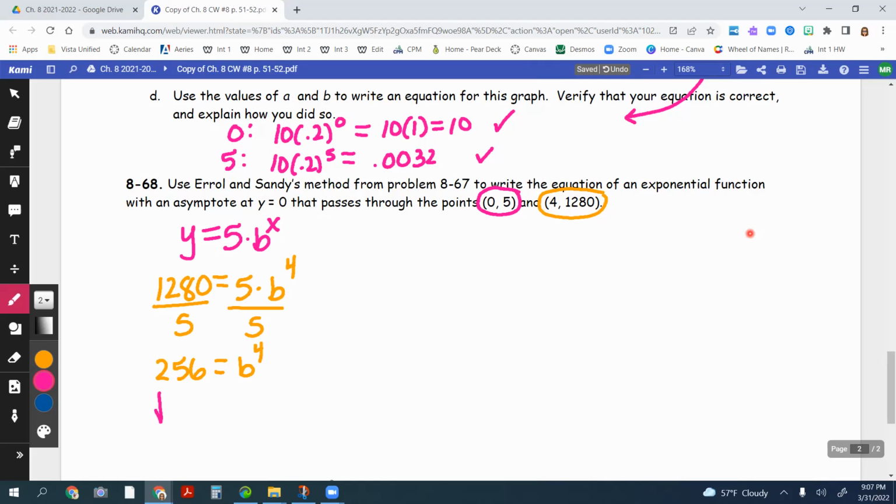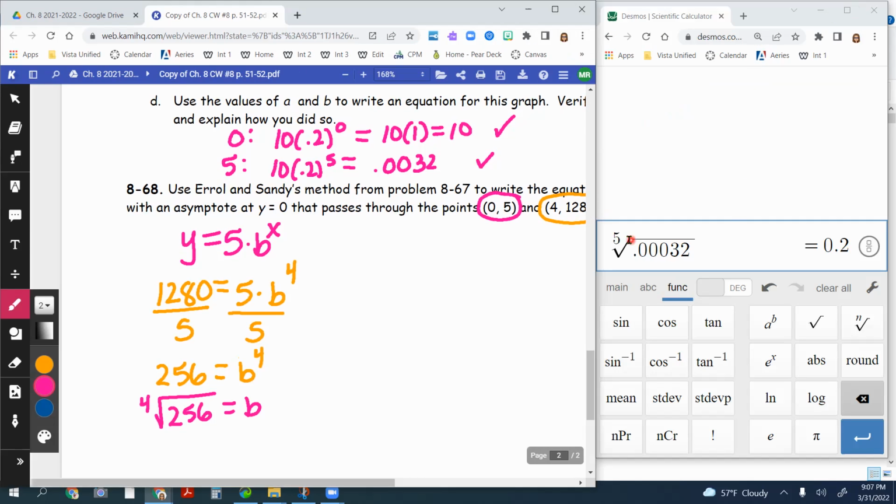We're then going to take the 4th root of 256, and let me just get the calculator here so you can see it. So when I take the 4th root of 256, we end up getting 4. So our b is 4. So our equation is going to be y is equal to 5 times 4 to the power x.